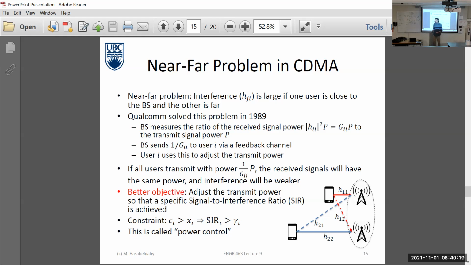Actually, as a user, you are not communicating with only one base station. If it is possible to communicate with more than one base station, you will communicate. This will enhance the received signal, as in the end these base stations will cooperate together to serve you.